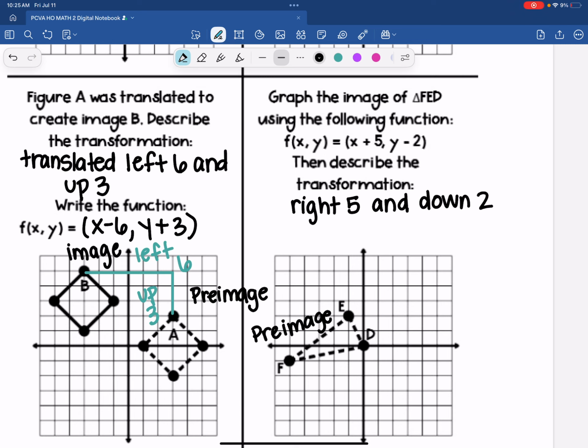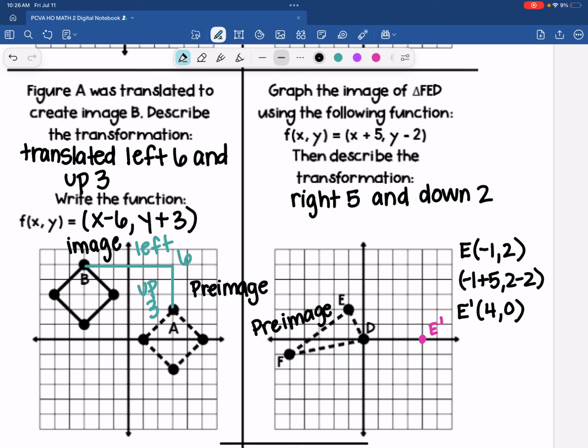So like if I have E. So for E, that is at -1 and 2. So if I do my rule, that means I'm going to say -1 plus 5. And then 2, we're going to say minus 2. Which is going to give me E prime. And that's going to be at 4, 0. So if we graph 4, 0, that's right here, which is E prime. Okay, so then I could repeat that process for every single point.